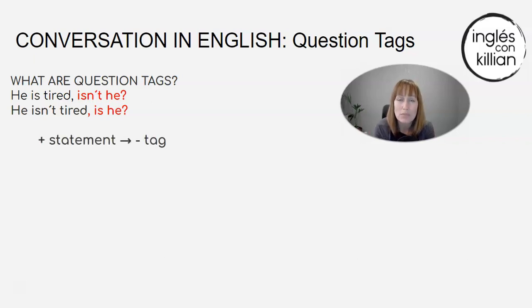So how to make them, and to do them properly, by the way, you have to practice a lot, because you want to reach a stage where you're not thinking about it too much, and that you want to use them correctly as well if you can. So let me tell you the rules and then we're going to practice, okay? So if you have a positive statement, he is tired, the tag is negative, isn't he? If it's a negative statement, he isn't tired, the tag is positive, is he?